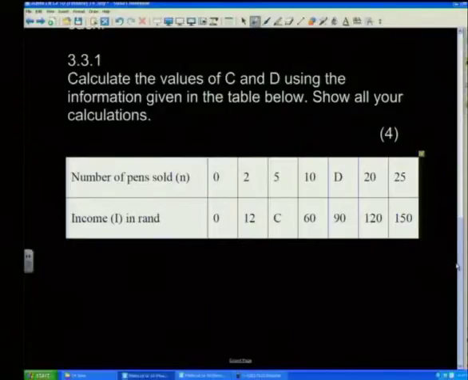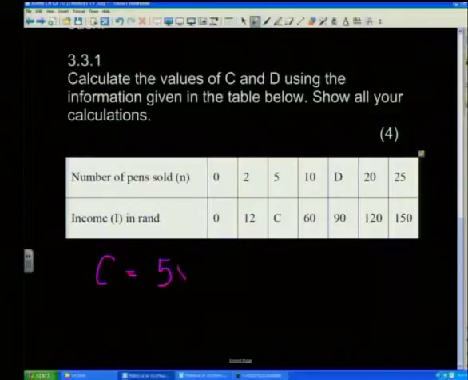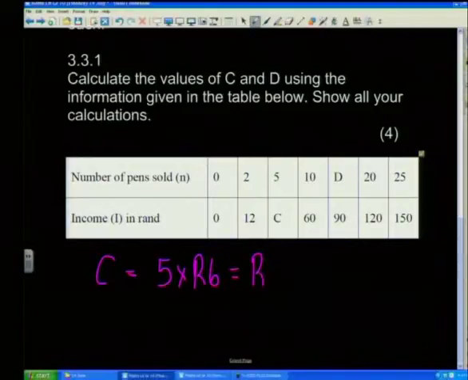So let's work out C, because for C, they sold 5 pens and we sold them at 6 Rand each. So we end up with an answer of 30 Rand. And we can write that in there.